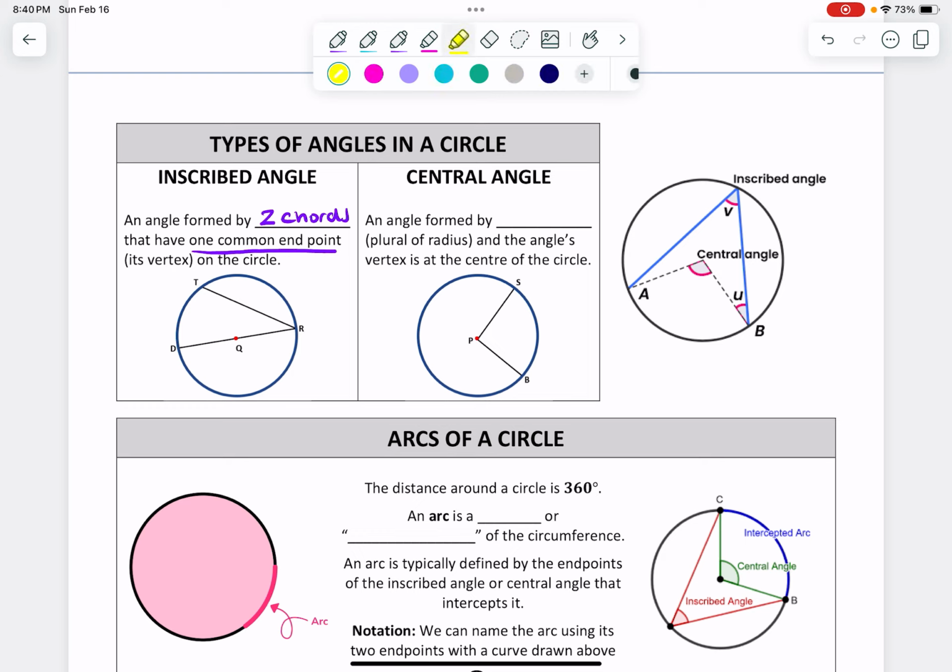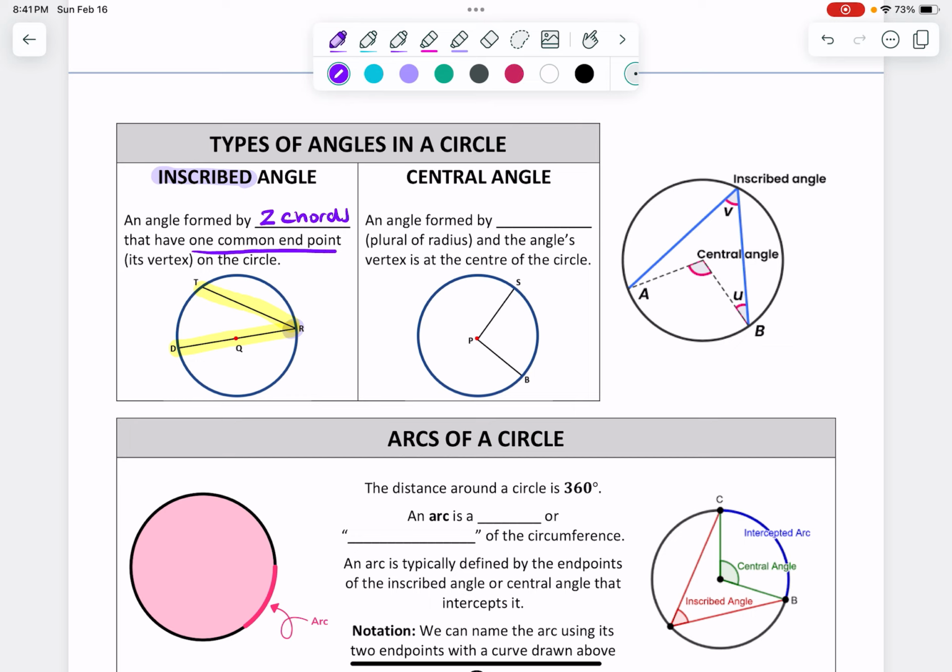Now when I take a look at this, I have chord TR, and I have chord DR. Now that chord does not have to be a diameter. Of course, in this image it is, but that is more than okay. But the idea is that those chords need to meet somewhere in order to form that angle. In this case, they meet at point R. They have the common endpoint of R. They form an angle, and that angle is an inscribed angle.